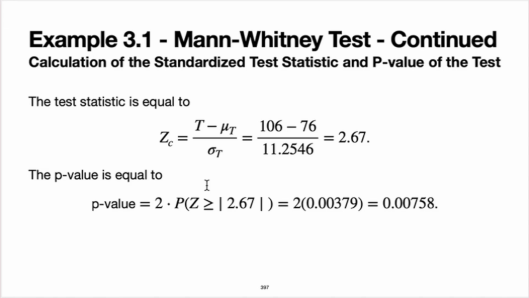The p-value is equal to twice the probability that a standard normal random variable is greater than or equal to the absolute value of the observed value of our test statistic, right? So 2.67. And if we look that up in the standard normal table, we're going to get 0.00379. And so we get a p-value of 0.00758.